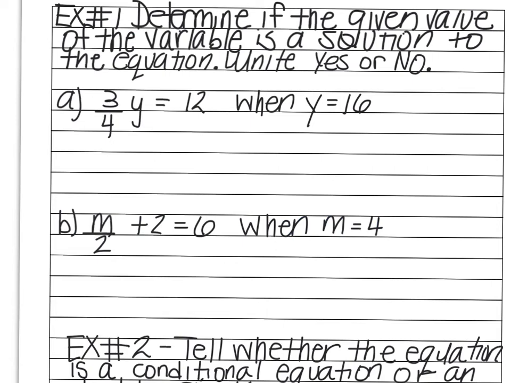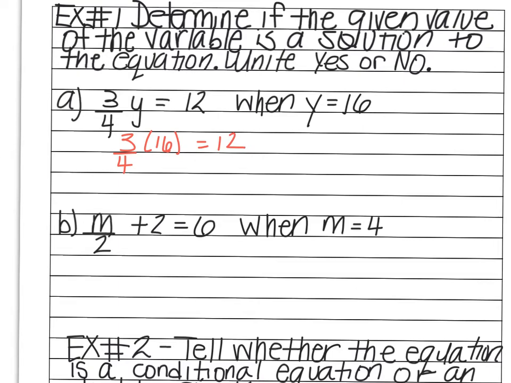Let's get into our first example. It says determine if the given value of the variable is a solution to the equation. Write yes or no. So we're just going to look here, and I have 3/4 y equals 12, and it says when y is 16. So I look here and it wants to know, when I plug in 16 for y, do I get 12? So let's see. I'm going to write 3/4 times 16 equals 12.